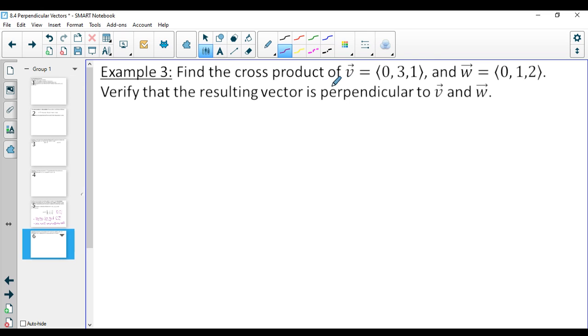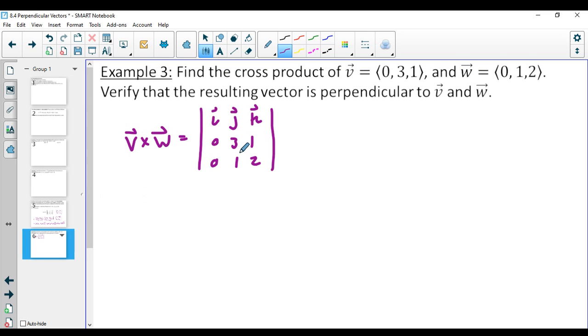Find the cross product of V and W and verify that they are perpendicular. So let's do V cross W equals, then we have this determinant where we have i, j, and k, and V is 0, 3, 1, W is 0, 1, 2. Now what we can do is choose this row, i. If we cross out the row and column that i is in, the matrix that's left is 3, 1, 1, 2.